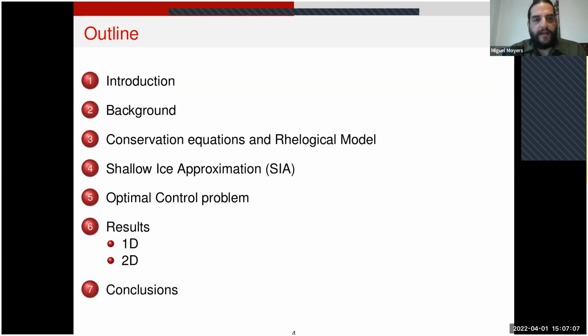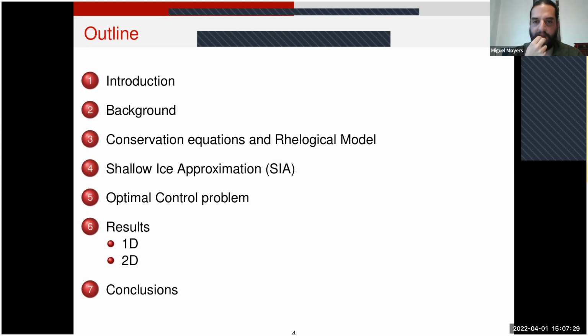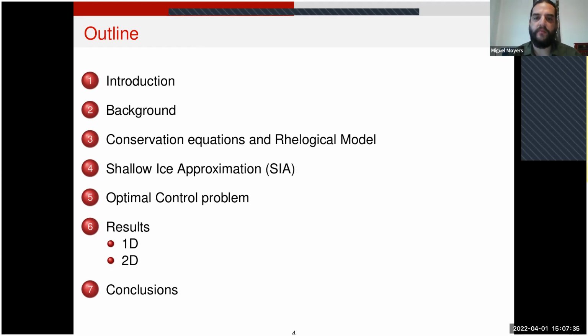Okay, so now to some of the work that we've been doing for the past couple of years. I'm going to give an introduction or a motivation of why we're doing this, and some previous work. Obviously, people have been tackling this problem for a while now. I'm going to present the equations we are going to study, and how we describe them. This is mainly going to be on glaciers and ice, so what rheological model we use for ice.